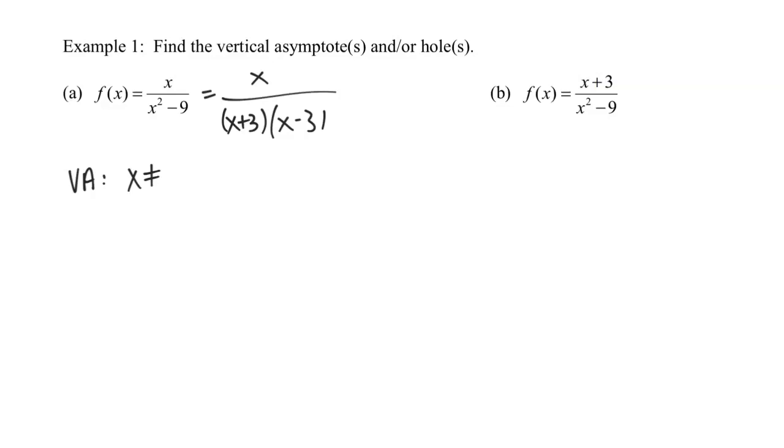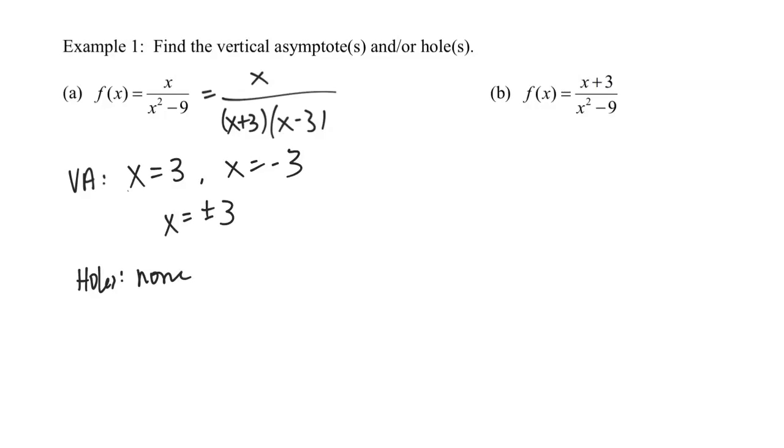And really, when we write these, I'm going to back up here. We don't write x cannot equal. We actually write x equals, because a vertical asymptote is a vertical line. So I'm going to write x is equal to 3, and then x is equal to negative 3. I would also accept this, and you'll also see this sometimes written x equals plus or minus 3. And then holes, well, nothing canceled out, and so therefore this function does not have any holes.